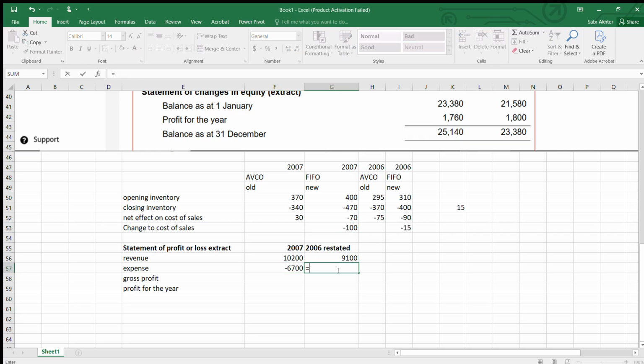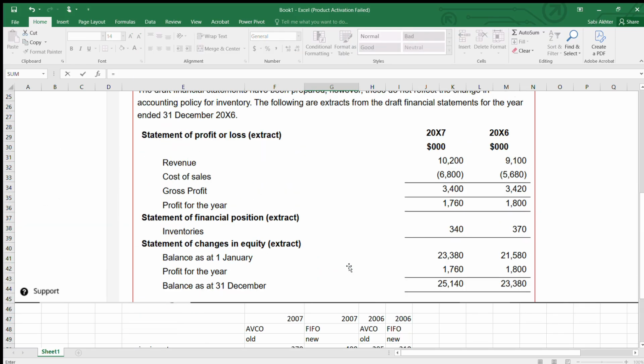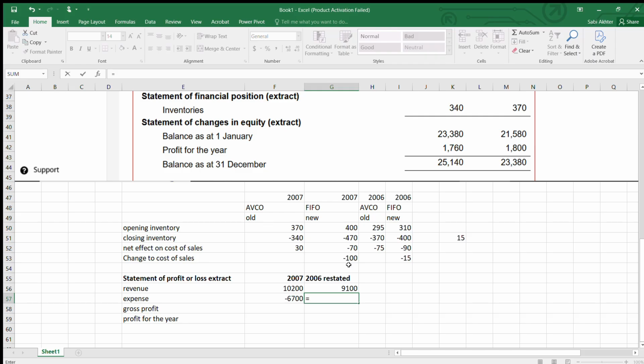Now here, it is 5,680. So minus 5,680, you are going to deduct 15. So it is 5,665. Now the gross profit is simply sum function. You just have to perform the function. Do not carry forward that. And now profit for the year.